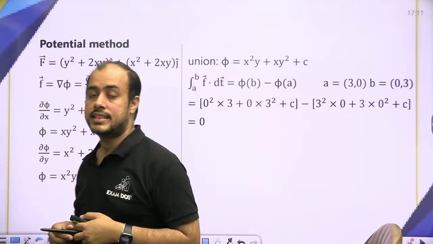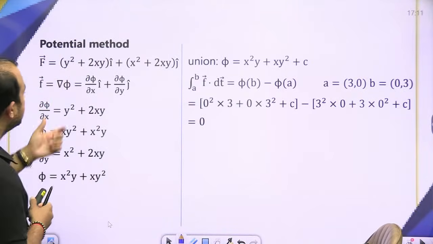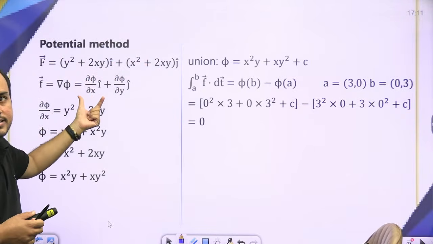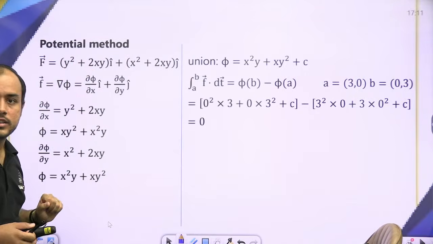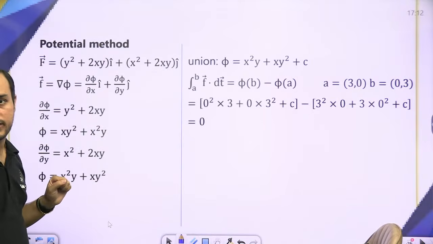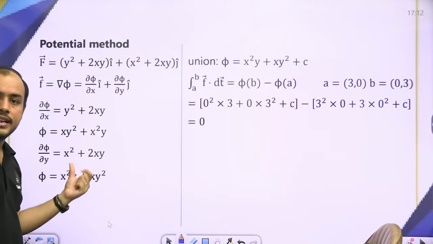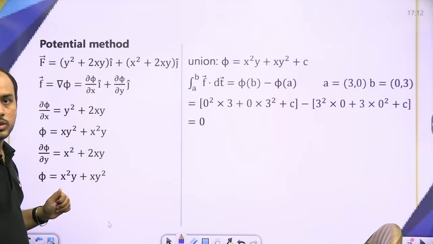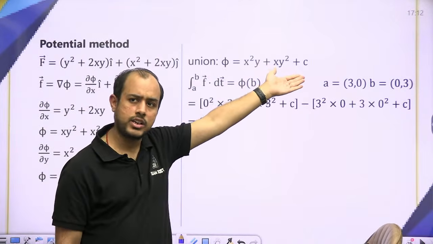The third method is the potential method. For the potential method, this is my vector field. The x component can be written as del phi by del x. So del phi by del x is y square plus 2xy. Integrate with respect to x: xy square plus x square y. Then this is the y component, which is del phi by del y. Integrate with respect to y: x square y plus xy square. Both are giving the same result, that is phi. You can add c also.